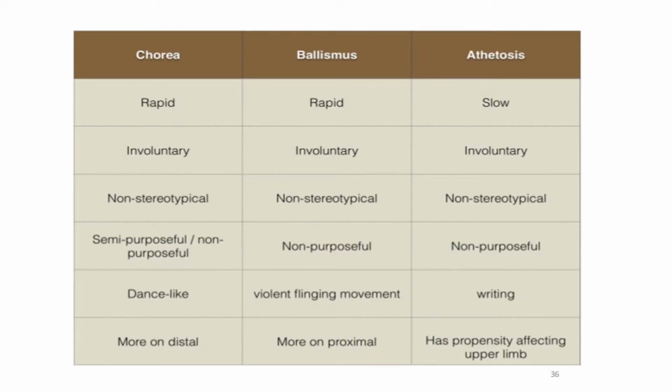Okay, so this is a table telling you the difference between chorea, ballismus and athetosis. As you know, athetosis is a little different in this too because this is a slow movement. Athetosis is a slower, larger amplitude movement, it is writhing, and its propensity to affect the upper limb is more, right?